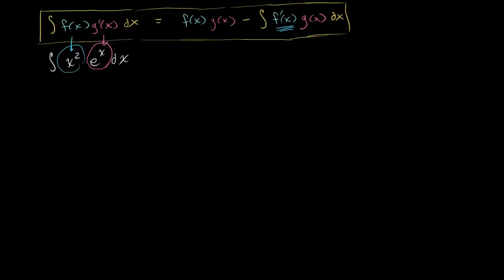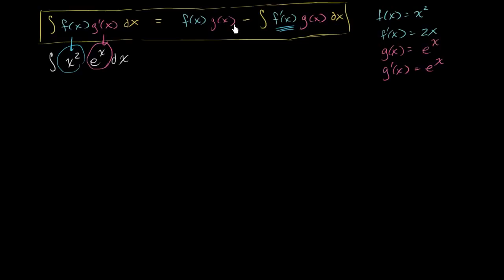So let me write this down. So we are saying that f of x, I'll do it right over here, f of x is equal to x squared, in which case f prime of x is going to be equal to 2x. And I'm not worrying about the constants right now. We'll just add a constant at the end to make sure that our antiderivative is in the most general form. And then g prime of x is equal to e to the x, which means its antiderivative, g of x, is still equal to e to the x.